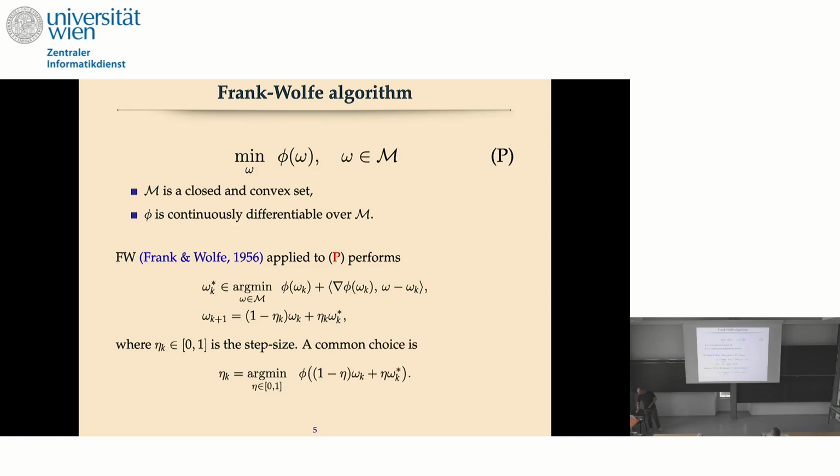And there are some different step size strategies in the literature. One common choice is the line search strategy or the greedy step size strategy. If this problem is easy to solve, one can just choose, among the points on the line segment between these two points, the one which minimizes the objective function.